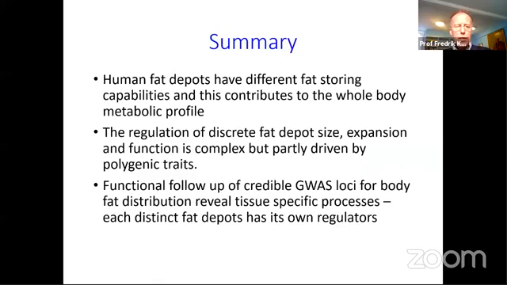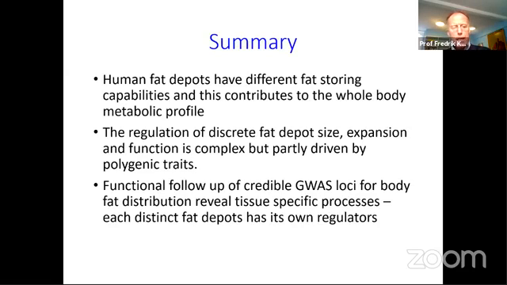So let me summarize. Human fat depots have different fat storing capabilities, and this contributes to the whole body metabolic profile. And studying using a candidate gene approach from GWAS studies, we think we see that the regulation of discrete fat depots, expansion of function, is very complex, and it's definitely driven by polygenic traits. And using these follow-ups of GWAS studies, it's quite clear that fat distribution seems to reveal specific processes. It's not only lipogenesis, it's sometimes proliferation, and sometimes it's a combination of the two.